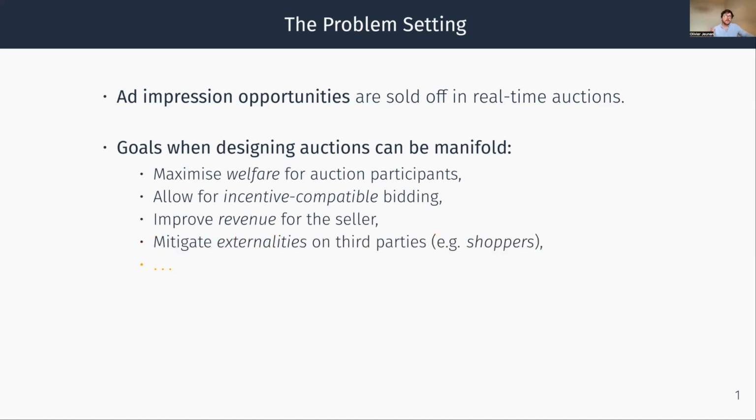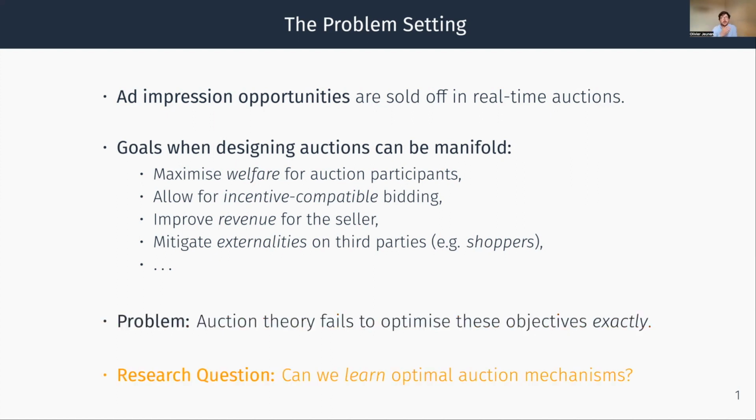Now, when we move towards these more complex objectives, existing work in auction theory falls short, as we can no longer optimize these objectives in an exact manner. And so the research question becomes whether we can somehow learn optimal auction mechanisms from data.